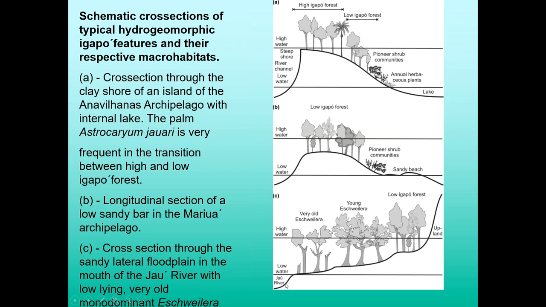And a third example, where the floodplain directly hits the upland: we have in the lowest part very old Eschweiler stands. This is a very flood-resistant tree. Then a little bit higher, younger Eschweiler stands, and then low Igapo forest. Look at this example. We will come back to this example a little bit later.